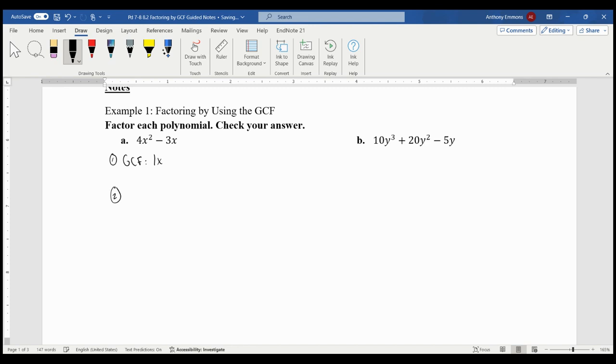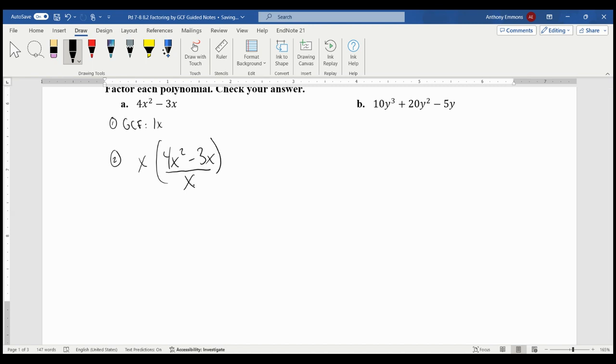And the way I'm asking you to factor out the GCF, or factor by using the GCF, what I'd like you to do is take the entire initial expression. We're going to multiply by the greatest common factor, and we're going to divide by the greatest common factor. All right, and in the previous lesson, we spoke about how to do this division. We said the terms are written separately, and they are each divided by x.